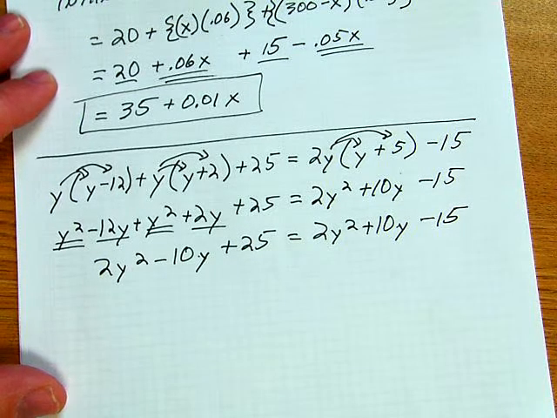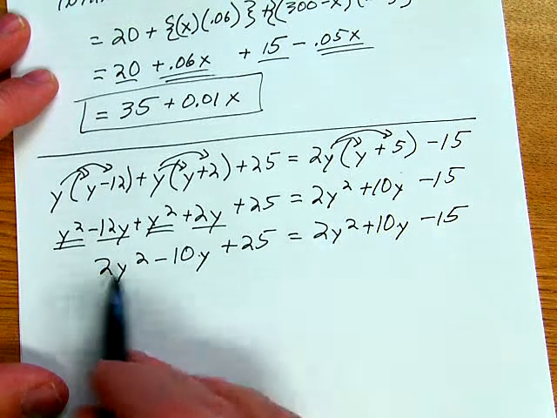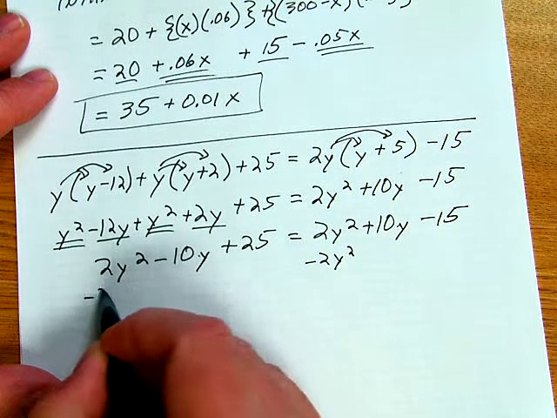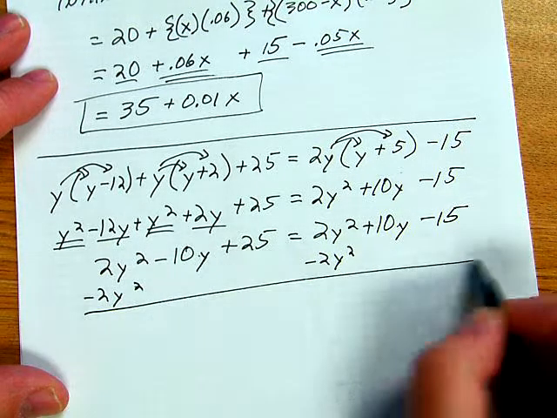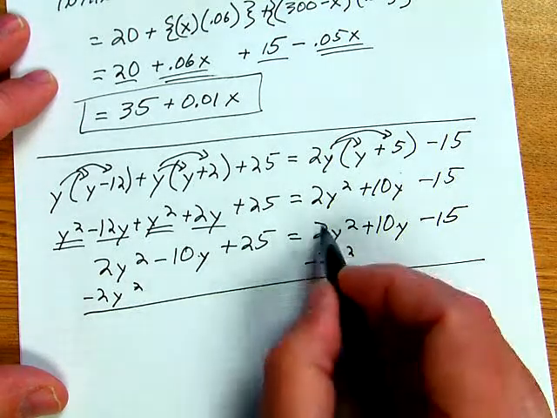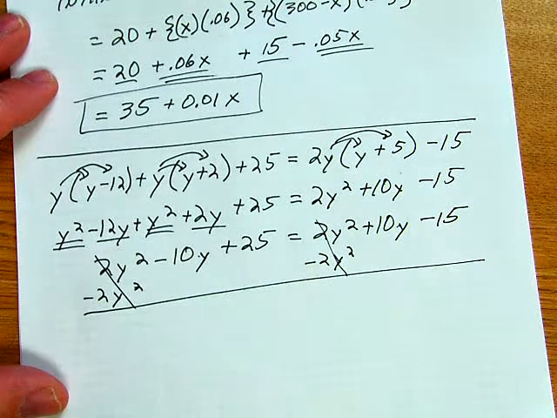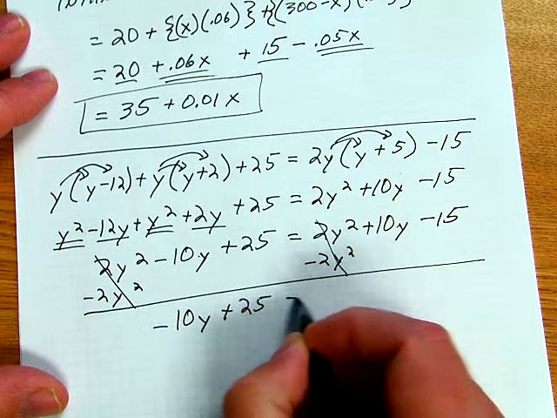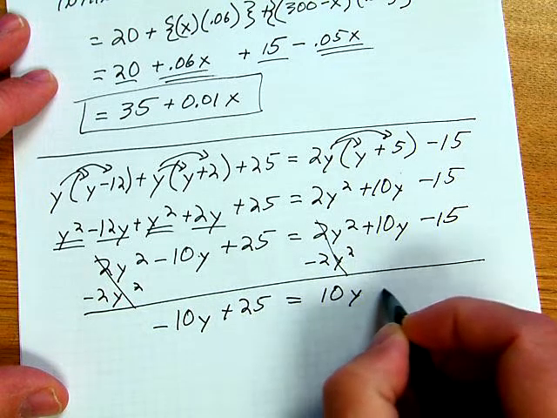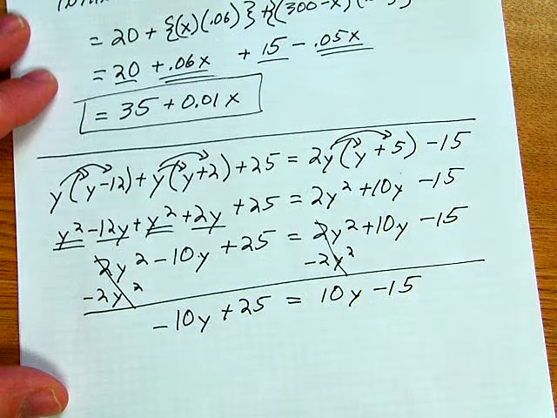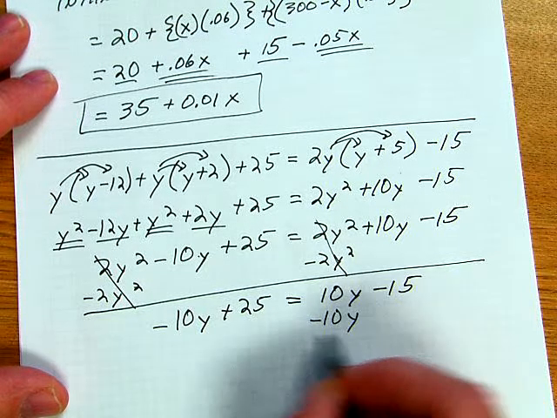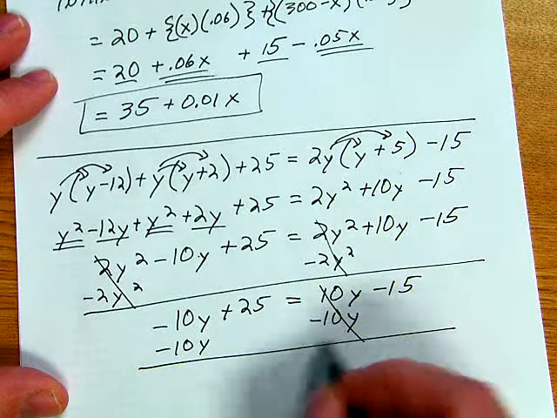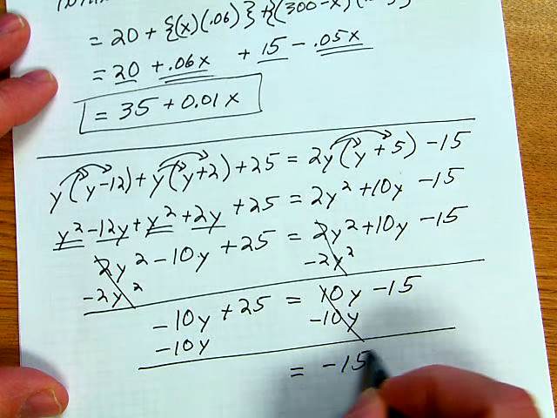Now, I see that I have y squared on both sides, so if you remember that, I'm going to subtract 2y squared from both sides. That eliminates it on this side, and it actually eliminates it on this side. So I end up with negative 10y plus 25 equals positive 10y minus 15. I'm going to subtract 10y from both sides. Over here that cancels, and I'm left with a negative 15 on this side.